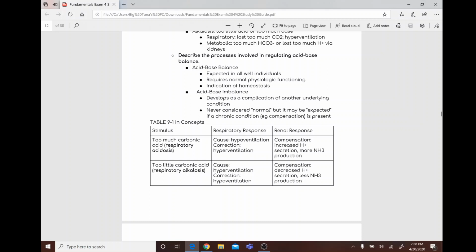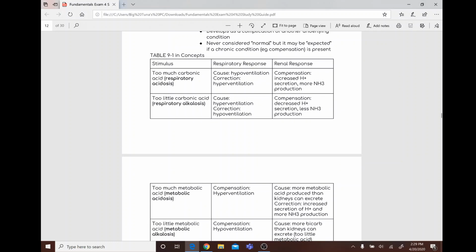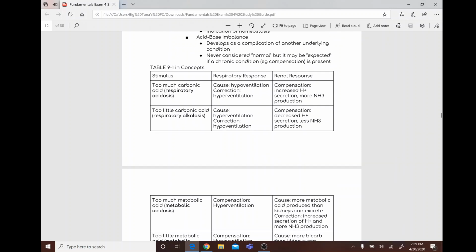Let's say you have too little carbonic acid, like respiratory alkalosis. What's the respiratory response? The cause of the respiratory alkalosis is hyperventilation, so we'll correct this by hypoventilating. What will the kidneys do? Decrease hydrogen secretion and produce less NH3.